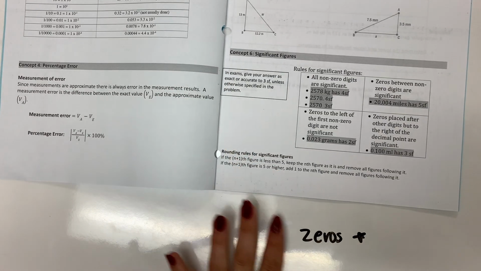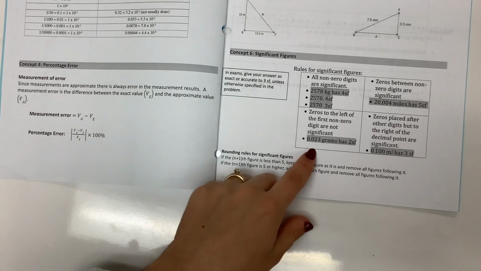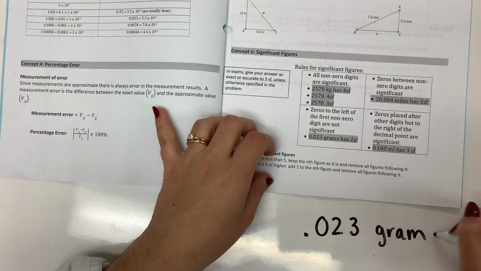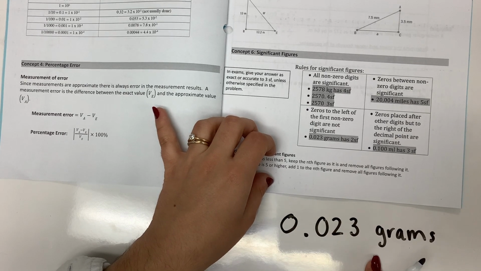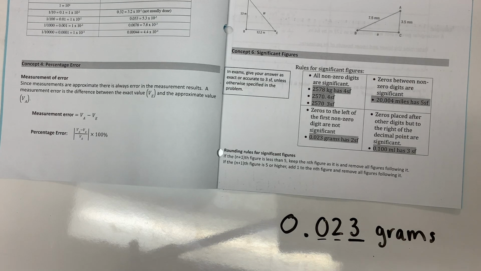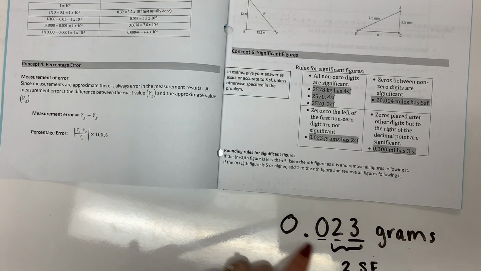So for example, this guy here, 0.023 grams. The thing here that's telling us how precise we've gone is down to this thousandths place, right? And so the only two digits here that are telling us about the measurement itself are actually these two. This is 2 sig figs. Whereas these two zeros, they're just placeholders for place value. So they don't matter.